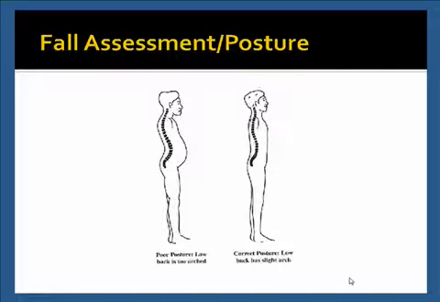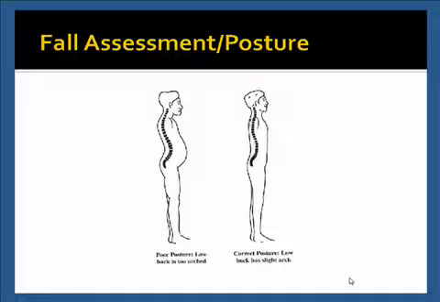This picture demonstrates good posture and bad posture. You'll notice the picture with the correct posture. If you would stand next to a plumb line, that line should bisect the ear, shoulder, hip, and lateral malleolus.